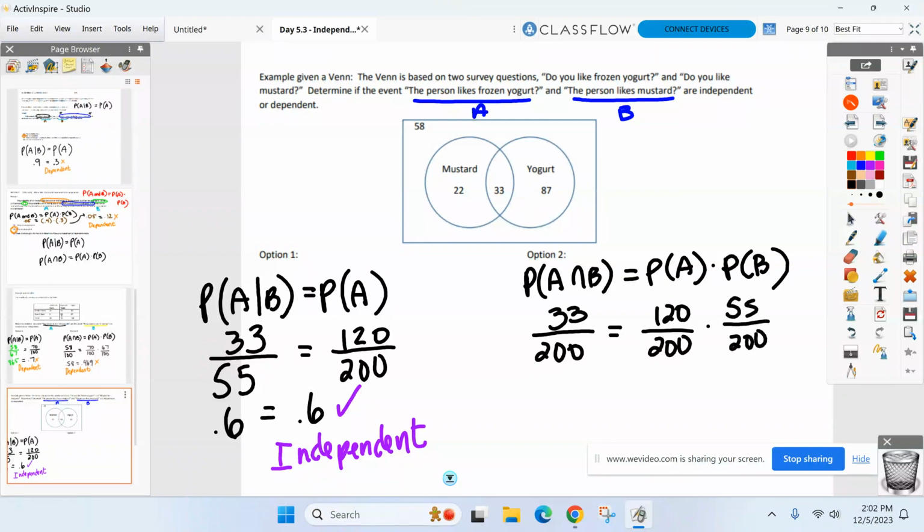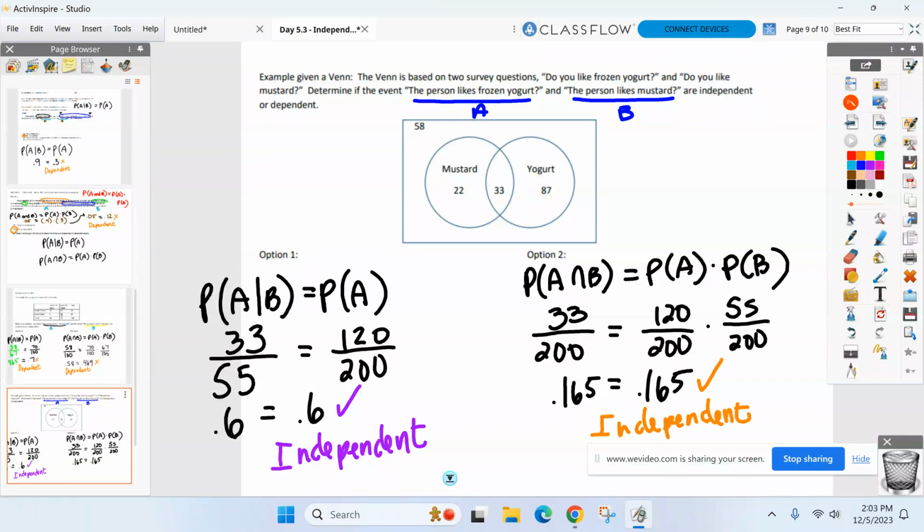So now we go to the calculator. 33 divided by 200 gives me 0.165. And then let me do the multiplication on the other side. 120 out of 200 times 55 out of 200. Oh, let's go. 0.165. Check. So we can confidently say, doing either test, that liking yogurt and mustard are independent of each other.